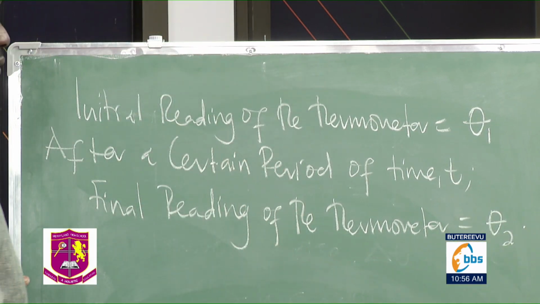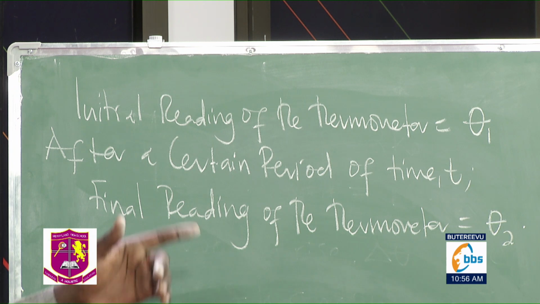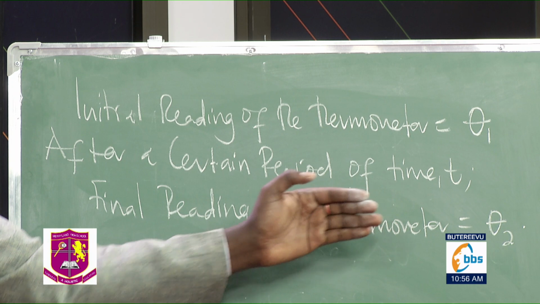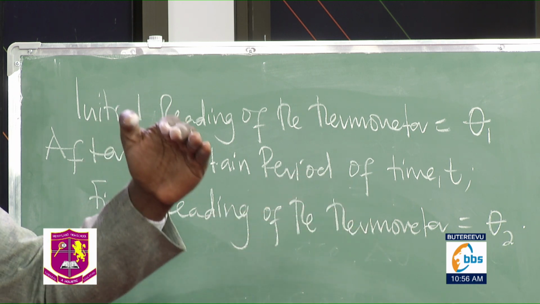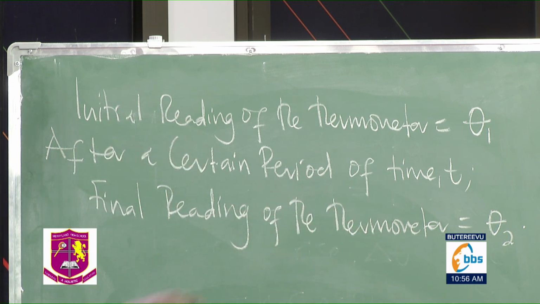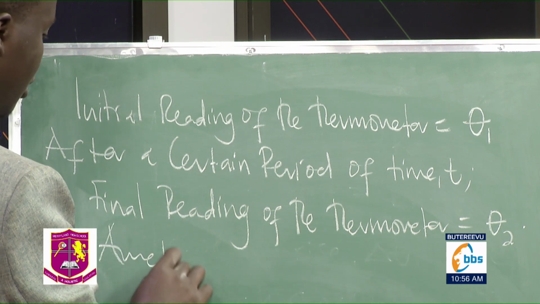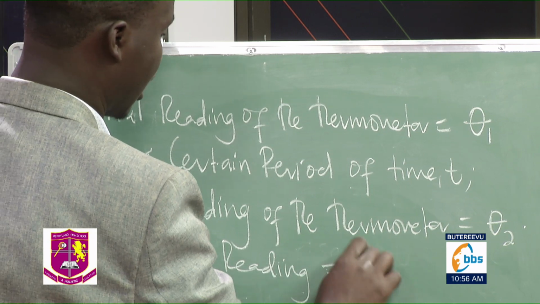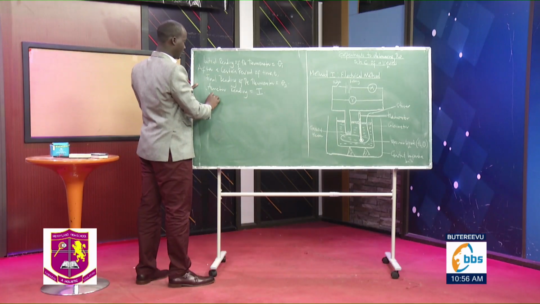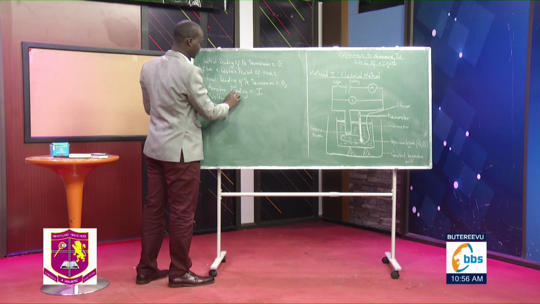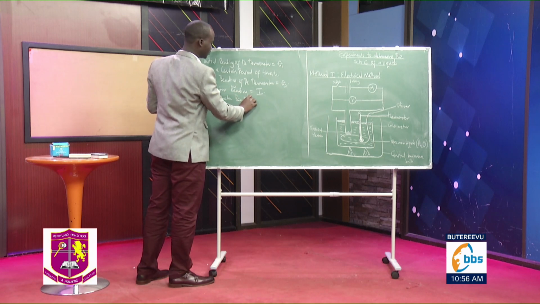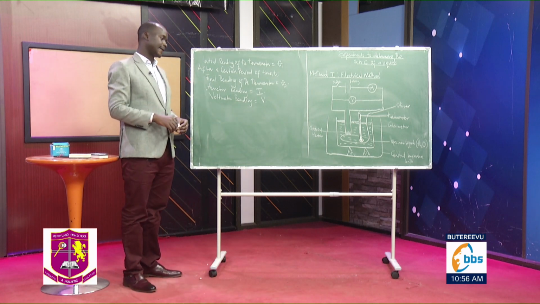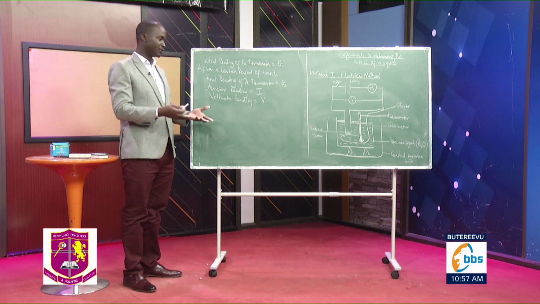And we call it theta 2. Oh, I forgot to mention something. After this time, when we've obtained a certain temperature rise, we shall first of all need to take the ammeter reading before I open the switch. Maybe it is reading a certain value I, and then also take the voltmeter reading, maybe a certain value V. I'm using I and V to represent the ammeter reading and the voltmeter reading.